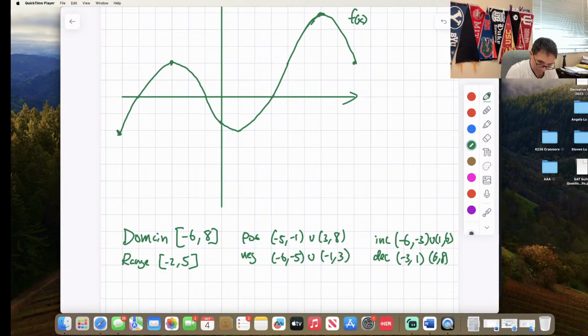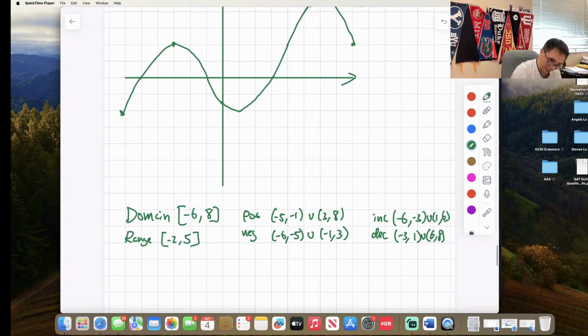Okay, let me ask a tough question. That's the stuff today. If this is f of x, can you tell me when the slope of f of x is decreasing?